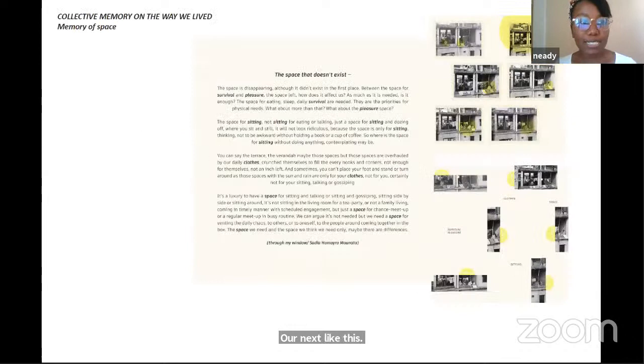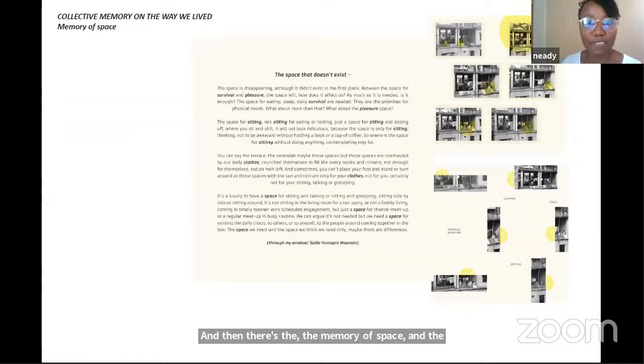Then there's the memory of space and the collective memory of the way we lived. After I present the last one, I'll give this to Sadia to present, because she's my other workshop participant. It was interesting the way she thought about space that is not formally created, so space that we have, for example, for gossip, for sitting. This is space that's not formally created, but it does exist in communities, and it's used in a certain way. She'll present much later. Then move on to the next one, please.